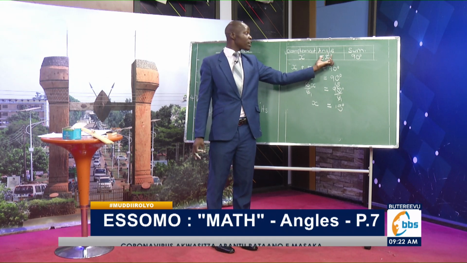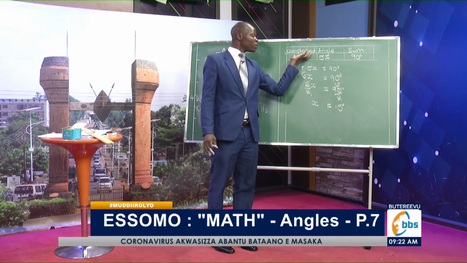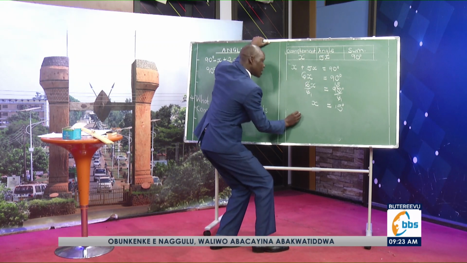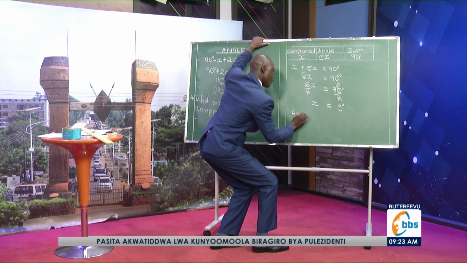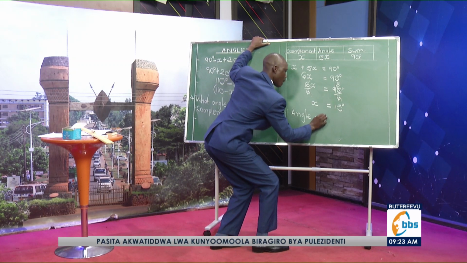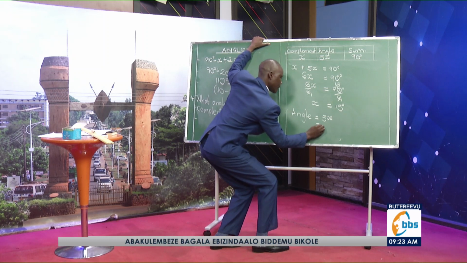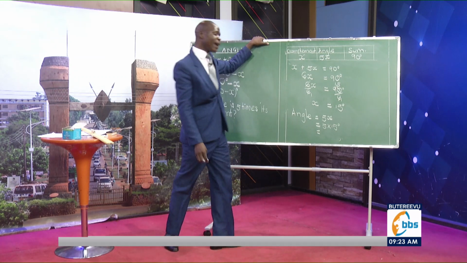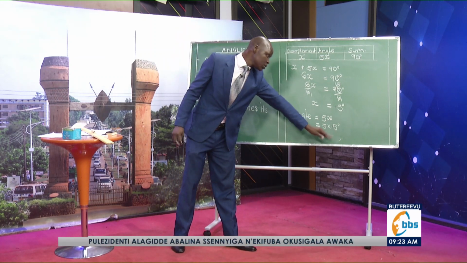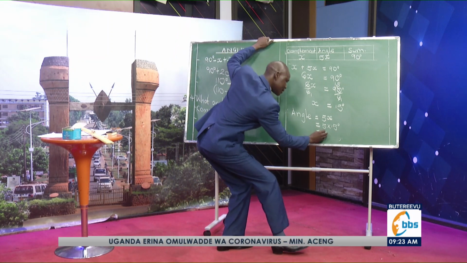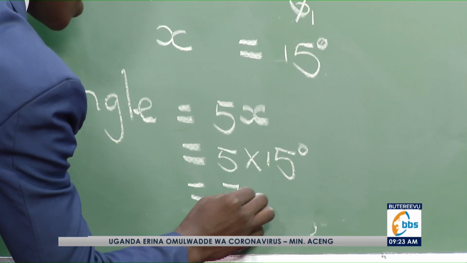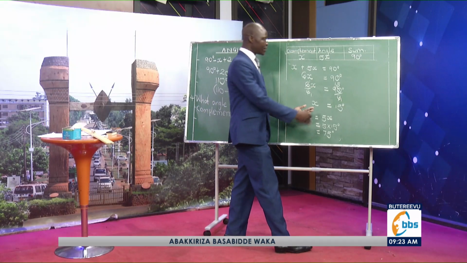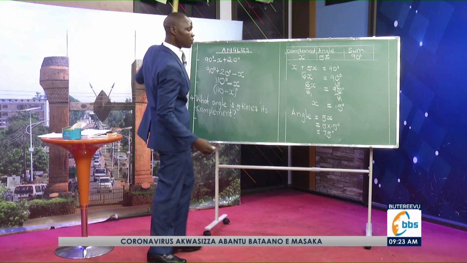We are supposed to find the angle. So this is just its complement, according to what we stated there. So to get the angle, we shall have, when you multiply 5 times 15 degrees, 75 degrees. Learners here normally get lost, but it is easier for you to have even some side work.